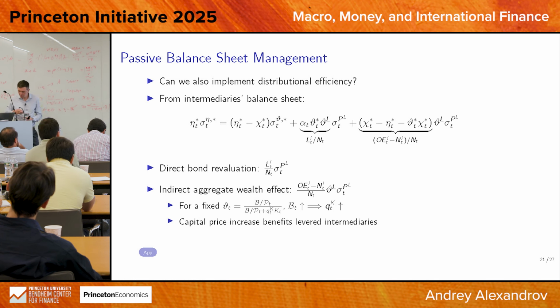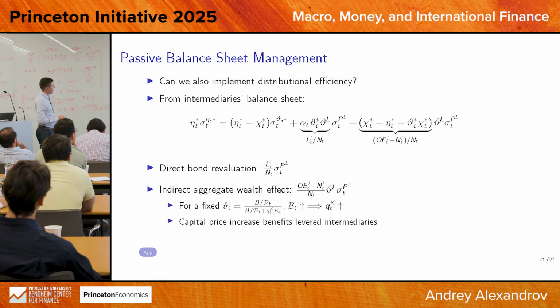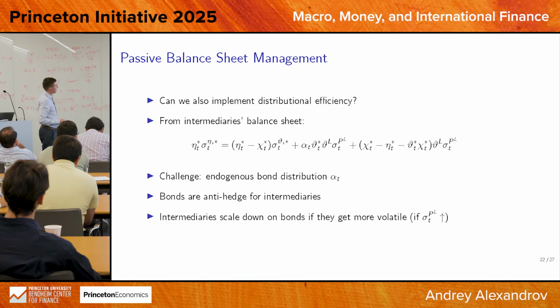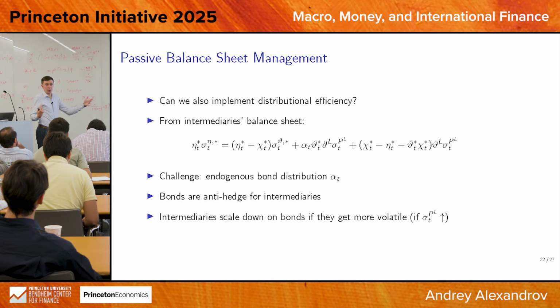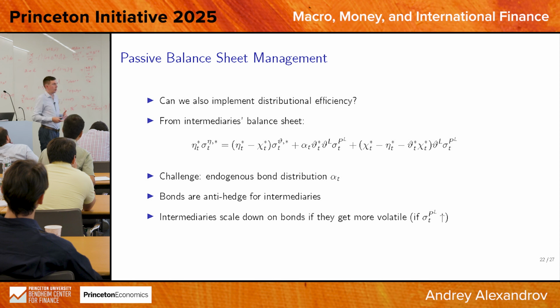All right, let me do maybe the last thing in the last 2 minutes. So in theory, that's what we can do. We can redistribute towards intermediaries by cutting the interest rates as well. The problem is that this alpha, the distribution of these long-term bonds, is endogenous, which means that if I, let's say, want to achieve a particular sigma eta, so I increase my sigma PL, I make bonds more volatile. Because, as I think Federico was asking, these long-term bonds are an anti-hedge for the intermediaries, they're not going to like it.